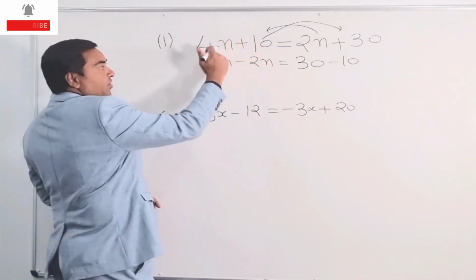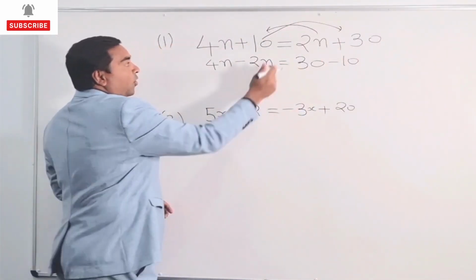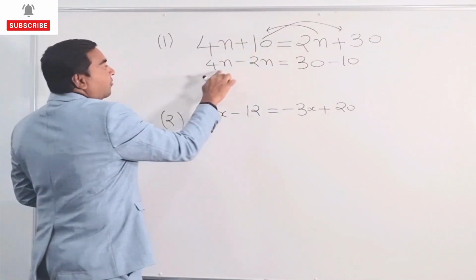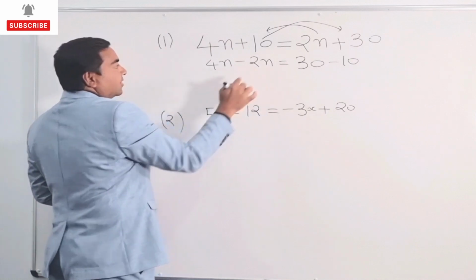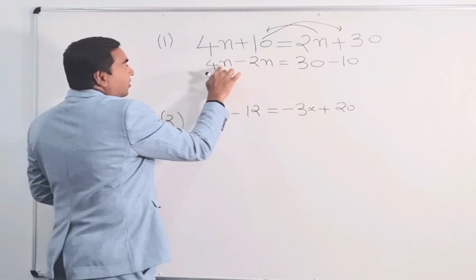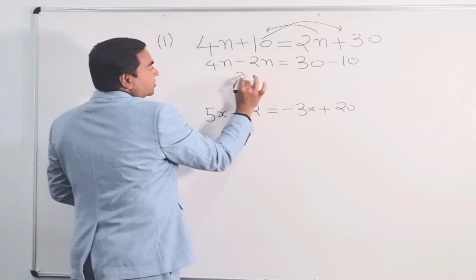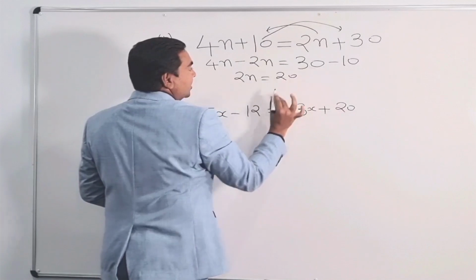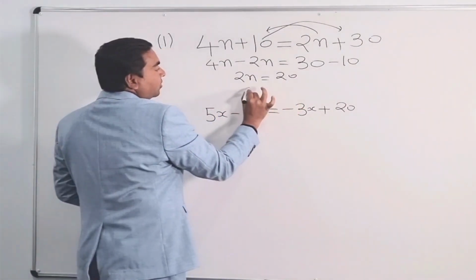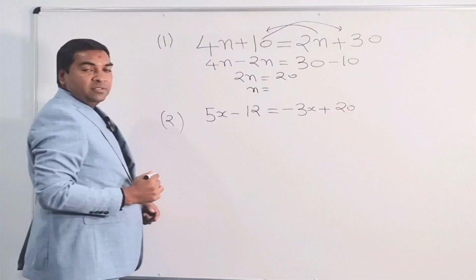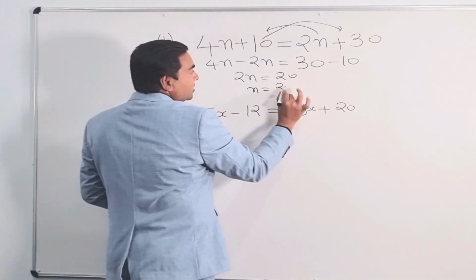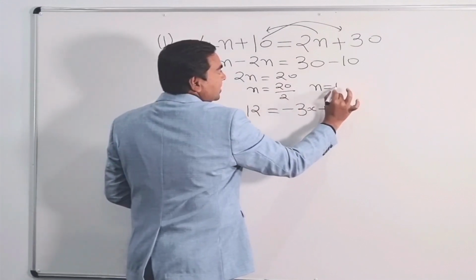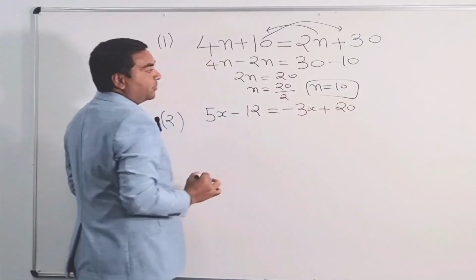So be collecting letters on one side, numbers on one side, and whatever is the thing moving, only that sign we are going to change. Now 4n minus 2n, they are like terms, so we can subtract them. 4n minus 2n is going to be 2n, and 30 minus 10 is going to be 20. And now we can do: n equal to, 2 is in times, so it goes divided by, so 20 divided by 2. So my n value is going to be 10, and that is the solution.